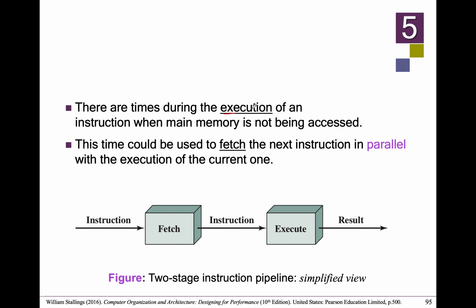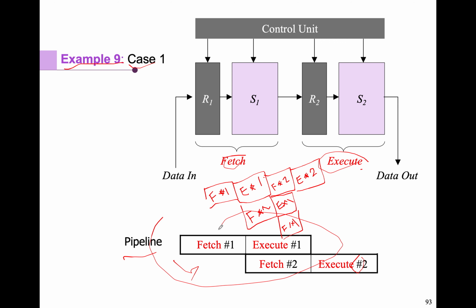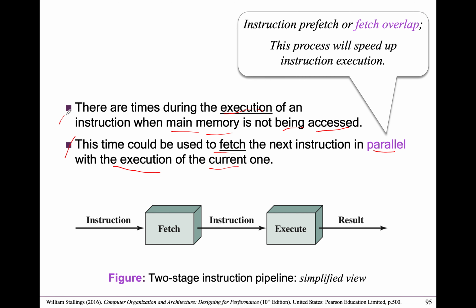There are times during the execution of an instruction when main memory is not being accessed. This time could be used to fetch the next instruction in parallel with the execution of the current one. Basically, it's just the explanation of this scenario. You can read and go through it, but this is all I already explained. So in parallel means instruction prefetch or fetch overlap. This process will speed up instruction execution.